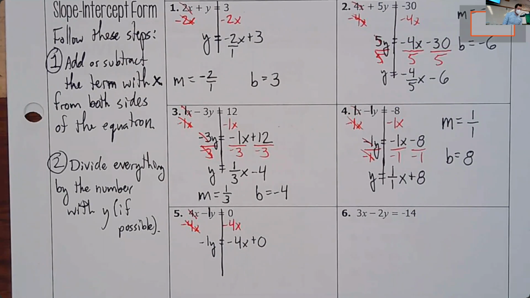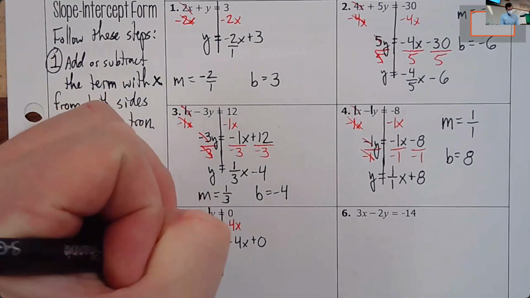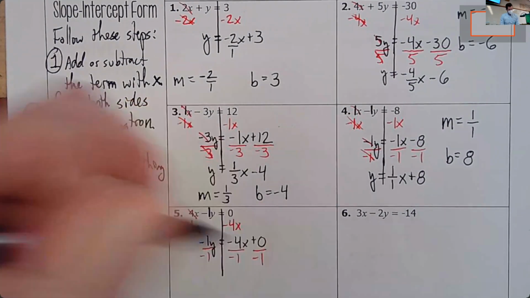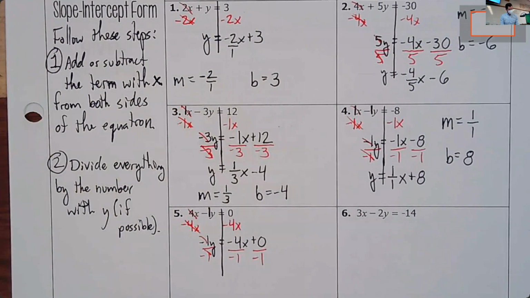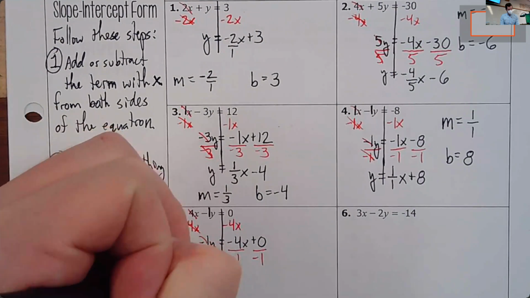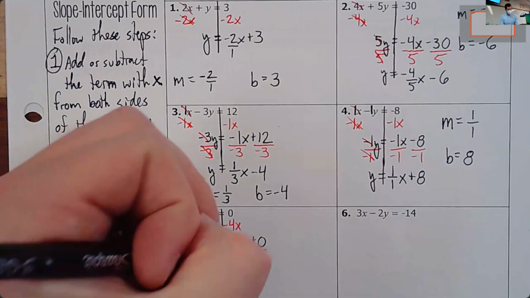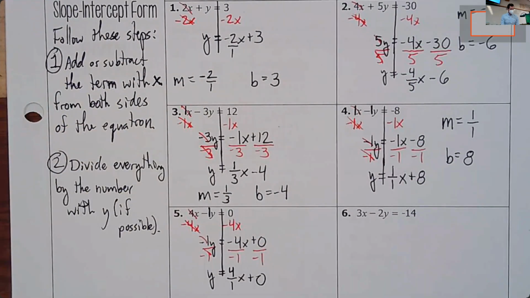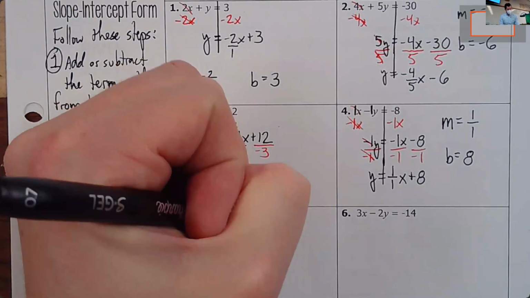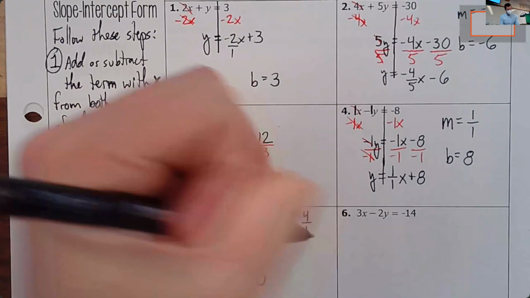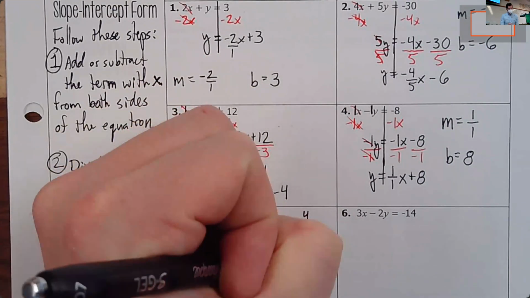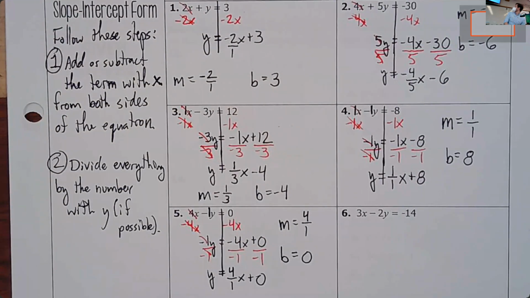Do what? Divide. What are we dividing by? Negative 1. Good. So divide everything by negative 1. Negative 1's cancel right there. And that'll give us y equals negative 4 divided by negative 1 is just 4 over 1. So positive, because a negative divided by a negative is always a positive. And then 0 divided by anything is still 0, so plus 0. Which means we have a slope m equal to 4 over 1 and a y-intercept b equal to 0. So that is it right there for number 5.